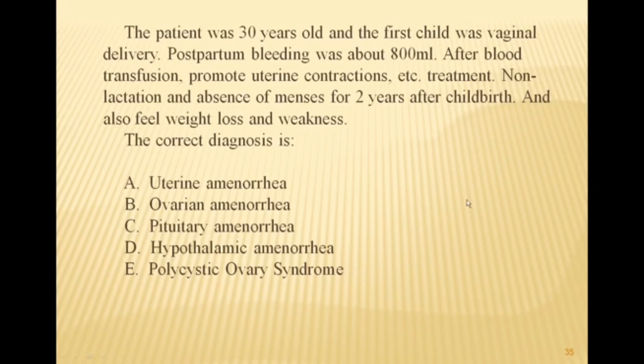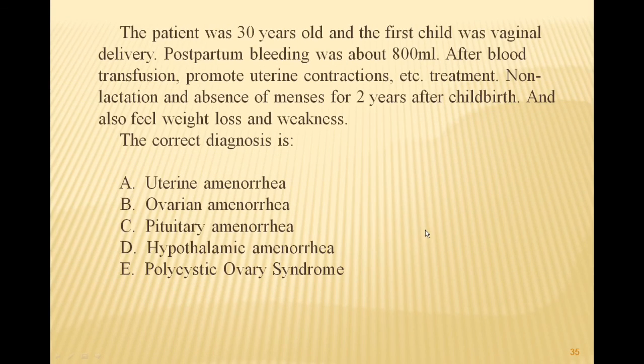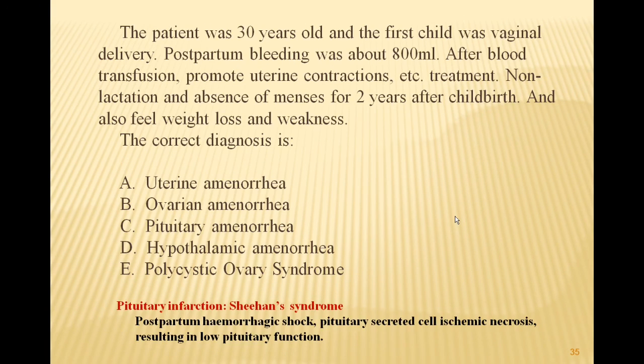Now the last case. This patient has secondary amenorrhea after delivery, and she has a postpartum bleeding history. And we have Sheehan syndrome. Sheehan syndrome is caused by postpartum hemorrhagic shock. The pituitary secretory cells undergo ischemic necrosis, resulting in low pituitary function. So C is correct.